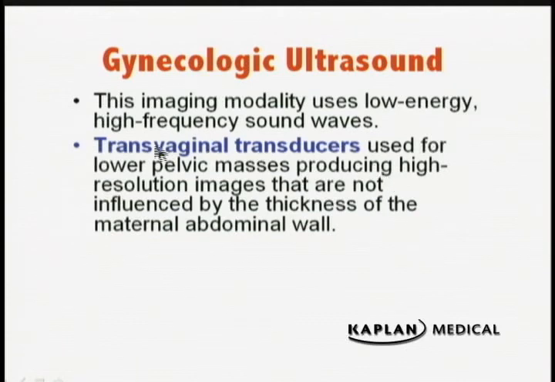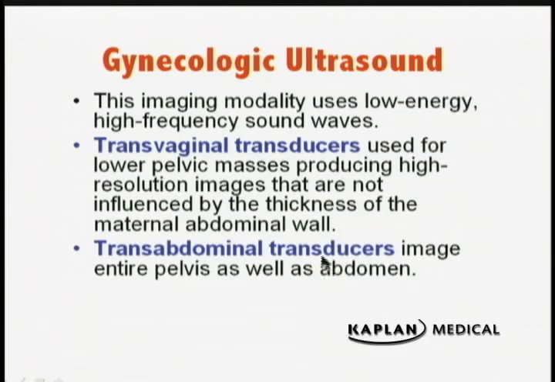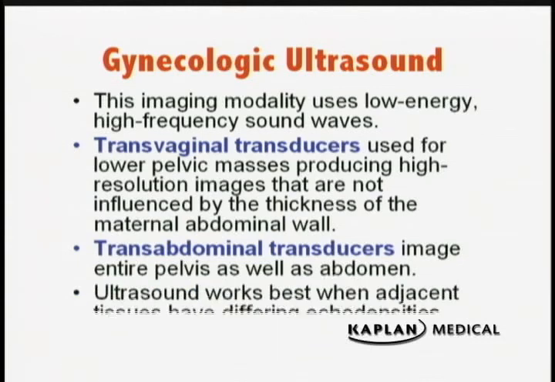The limitation is that you can only look at lower pelvic masses because of the short focal length. Basically, ultrasound has a trade-off between resolution and focal length: the shorter the focal length, the higher the resolution. The longer the focal length, the lower the resolution. The transabdominal transducers can image the entire pelvis as well as the abdomen, but are limited because you have a longer focal length but lower resolution.